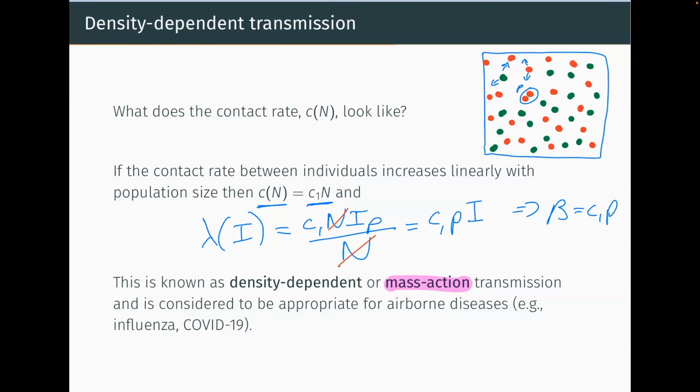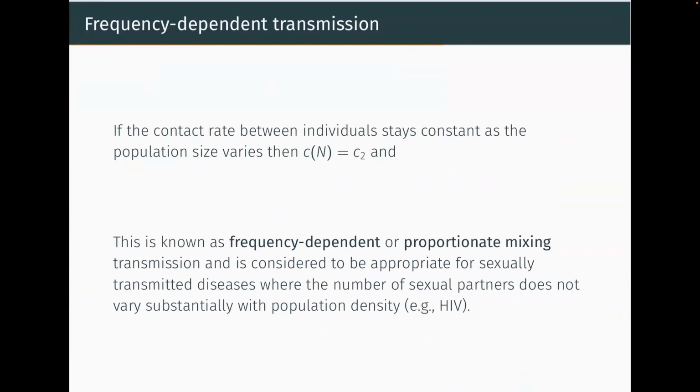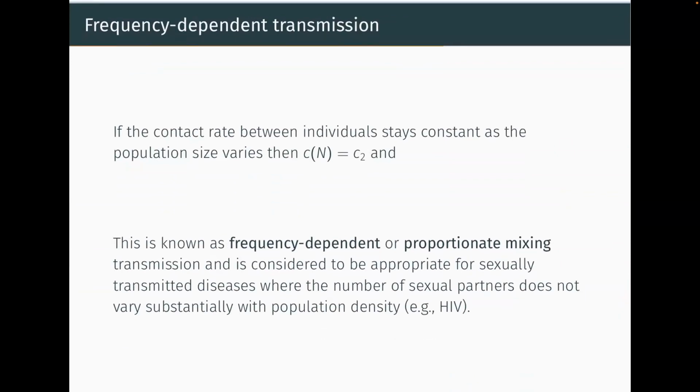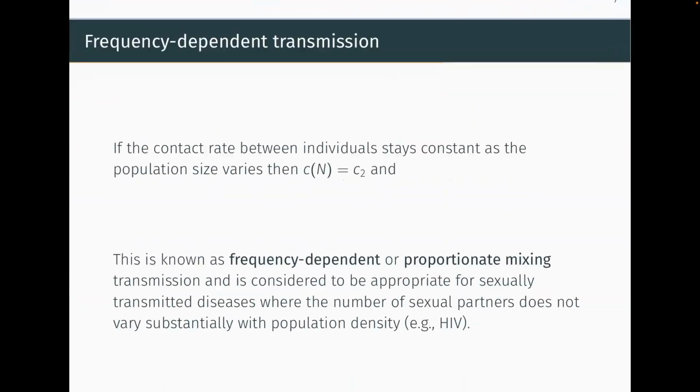Okay, so let's contrast this with something called frequency-dependent transmission. So here we assumed that this C of n, this contact rate, was proportional to the population size. So we had C1 times n. What happens if instead this contact rate is just a constant, C2? So it's not actually a function of n anymore. No matter how many individuals in the population we have, this contact rate per individual remains the same.